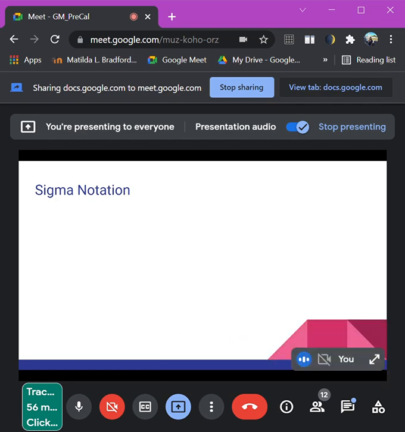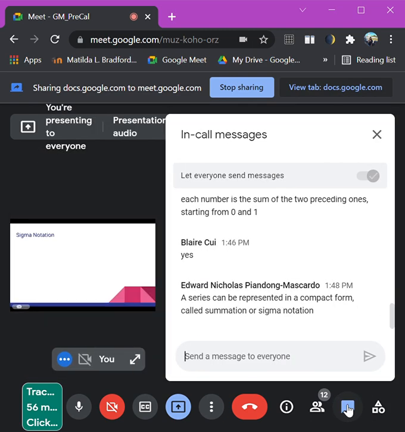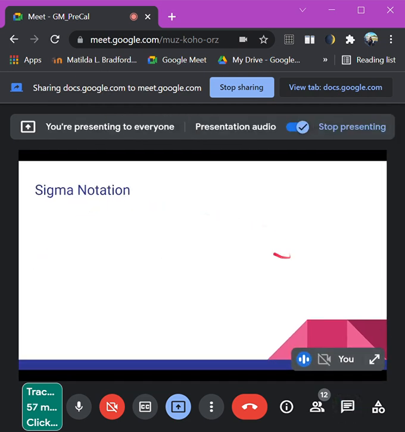Ano day reply si Edward. A series can be presented in a compact form called summation or sigma notation. Okay, sa series di siya ma-apply class ang ato ang sigma notation if ang given is kanang formula. Okay, so katotong gibuhat ganina nga sequence, di ba nakuha pa man ta sa series to get the sequence, so pwede po na siyang ma-apply sa ato ang sigma notation.